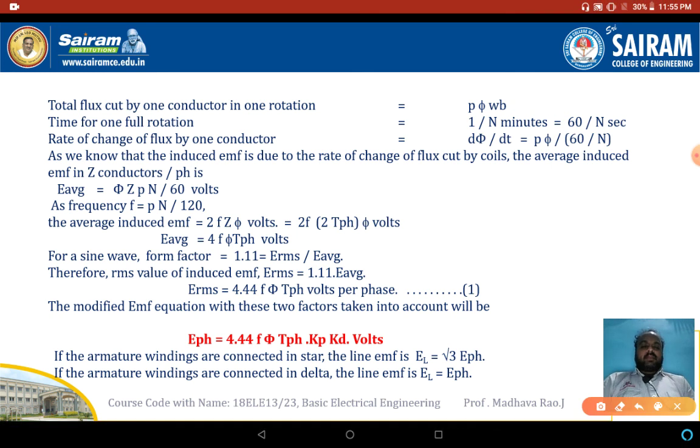So this is a very important one. One or two times we have to practice. This EMF equation of alternator is asked many times in VTU examinations. Practice this derivation. Okay. Thank you.